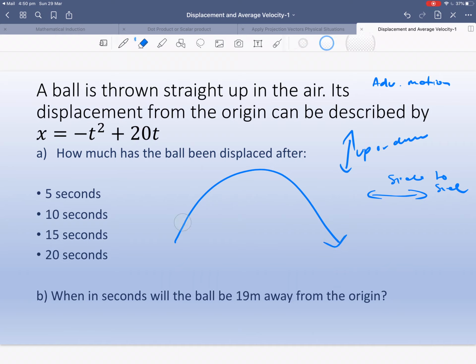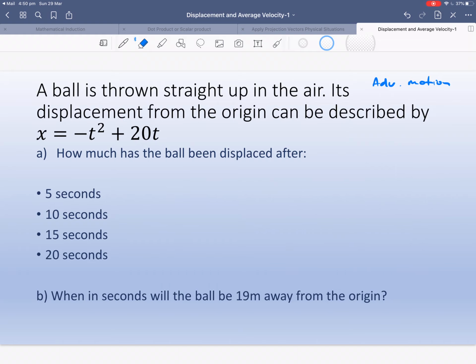In this case, there's a ball that's thrown straight up in the air. We're tracking the ball as it goes up in the air and then comes straight back down. We haven't thrown it across a room or across a field or anything. Just as straight as you can, up and down. And its displacement is described by this formula. Notice here that this is displacement.